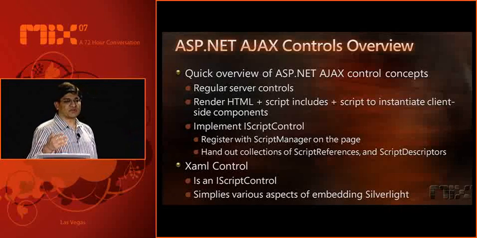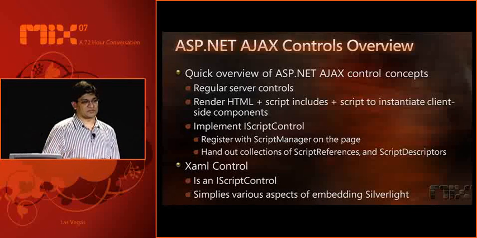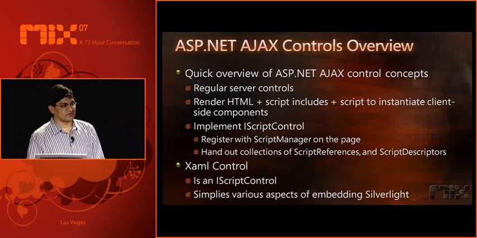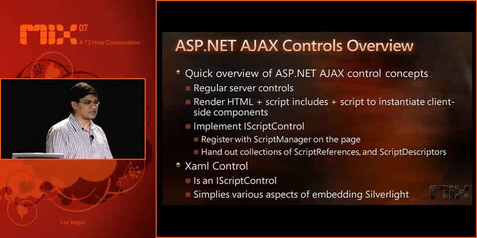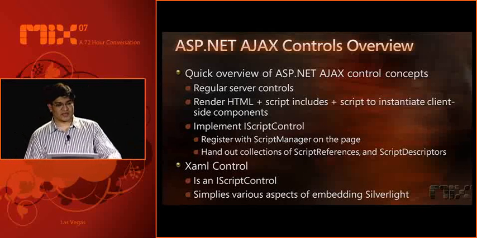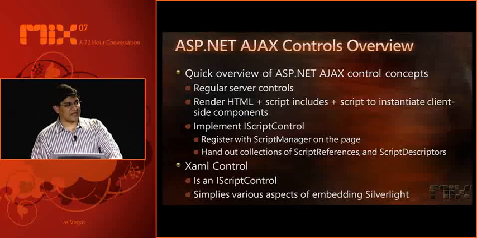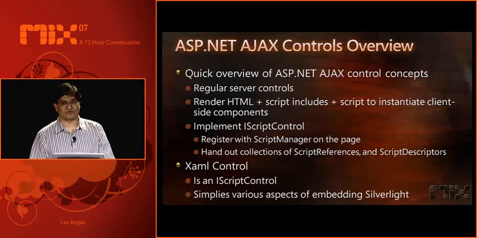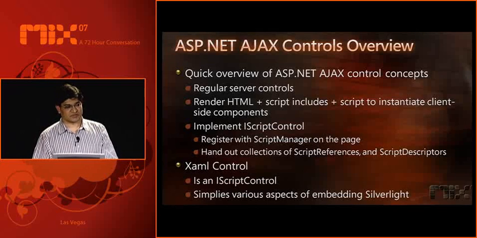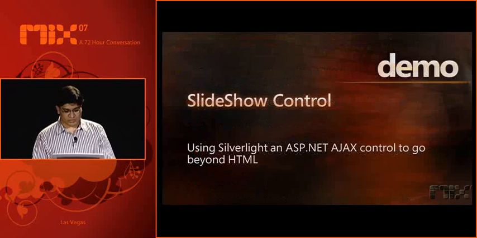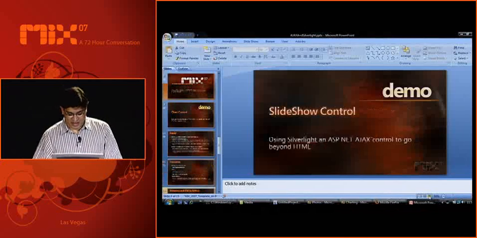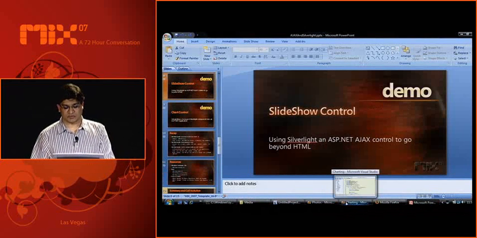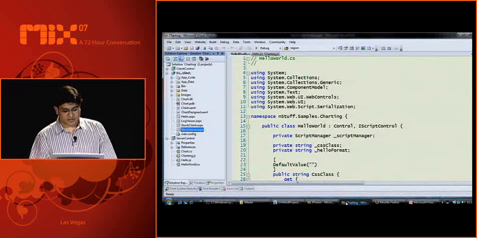So in general, when you're writing an AJAX control, you implement IScriptControl, and that's how you start. We have a control called a XAML control as part of, along with the media control that we just shipped. It actually implements IScriptControl and simplifies some of these things. And so I'm going to use that for the Silverlight specific controls that I'll show. But let's actually switch to demos and show you that hello world control really quick before I move on to Silverlight.